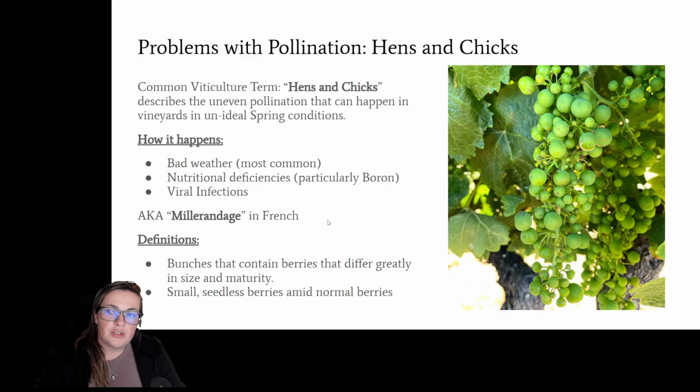Definitions, this would be bunches that contain berries that differ greatly in size and maturity, and then small seedless berries amid normal berries. So these would be berries that failed to fertilize.